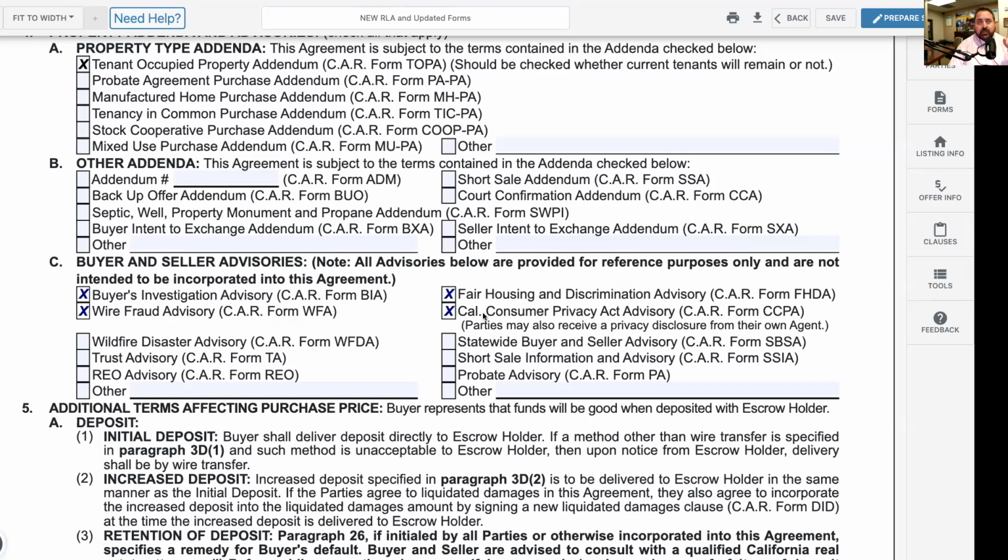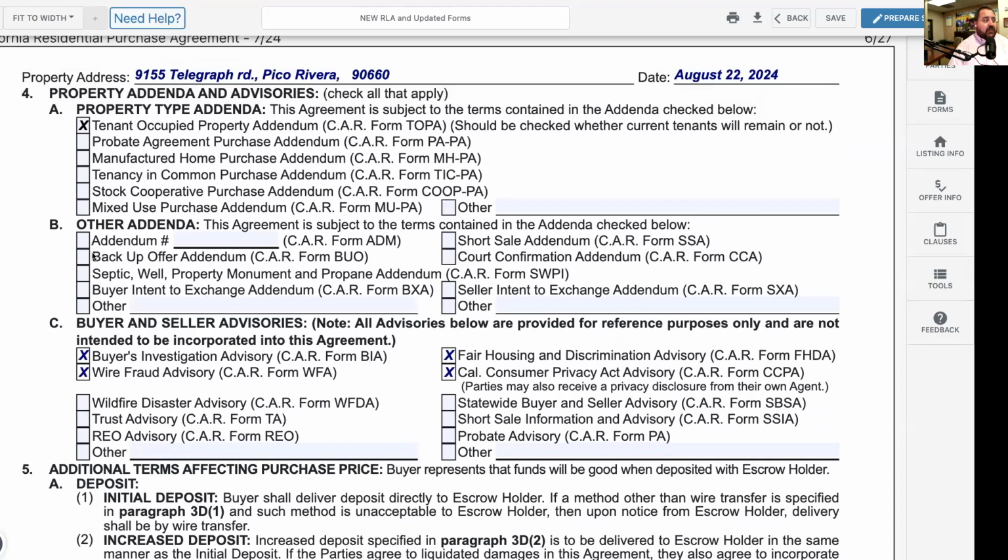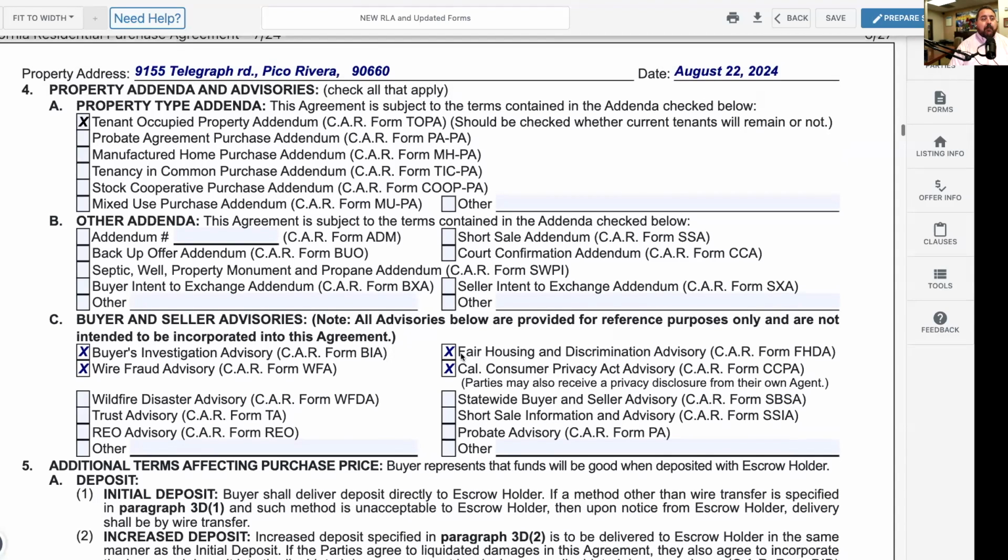All that you have to understand, and we're talking about writing strong offers, is that if any of these boxes are checked for these things, make sure it is included when you send the offer. Because I know that it adds it into your transaction. We check the box, it's in the transaction. And some of these things are defaulted. They're always checked: the buyer's investigation advisory, the fair housing discrimination advisory, the consumer privacy, and the wire fraud advisory. Those are always going to come with your offer. Always.